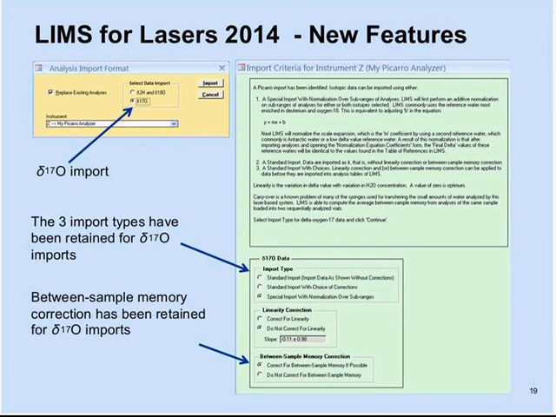Again, 017 import, and also we're retaining the same data processing features that we had with both deuterium and 018, meaning that you can correct for intersample memory and so on, and linearity and drift and so on. So those are all retained and will be made available in the near future.